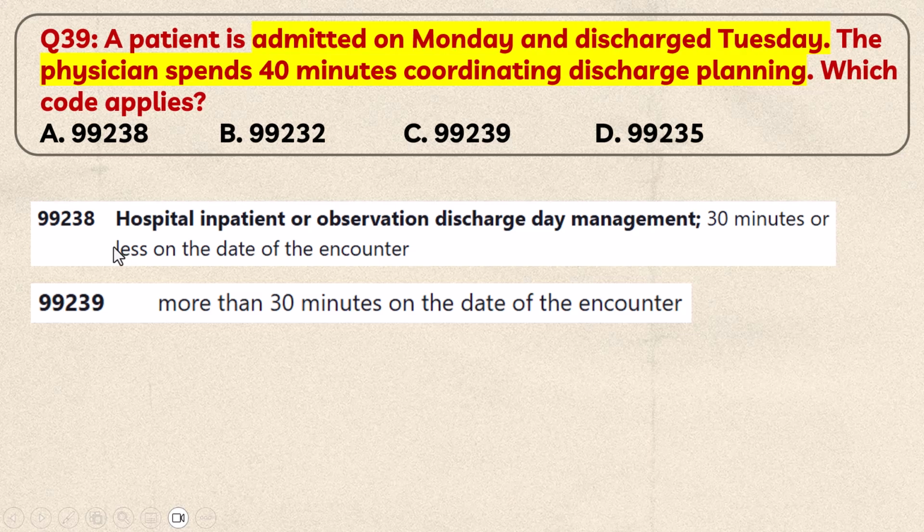Once you come to the tabular list, 99,238 is for hospital inpatient or observation discharge day management, 30 minutes or less on the date of encounter. In our case, it's 40 minutes. So 99,239 is more than 30 minutes on the date of encounter. So the correct answer is answer C.